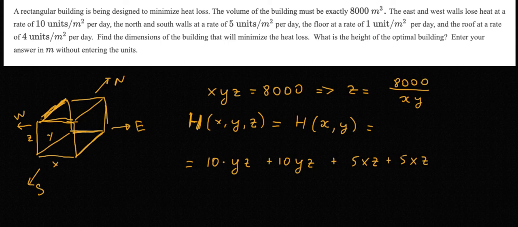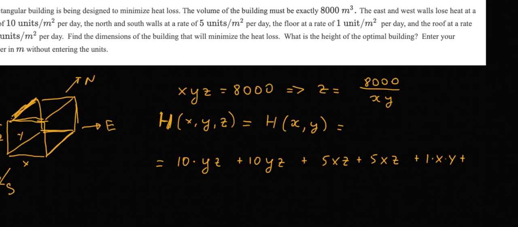Now finally we need to add to this sum the amount of heat lost through the ceiling and through the roof and through the floor. For the floor, the rate is 1 unit of heat per square meter. The area of the floor is x times y, so we get plus 1 times x times y. This is the heat lost through the floor. And the roof loses heat at the rate of 4 units per square meter per day. So the amount of heat lost through the roof will be 4 times x times y.